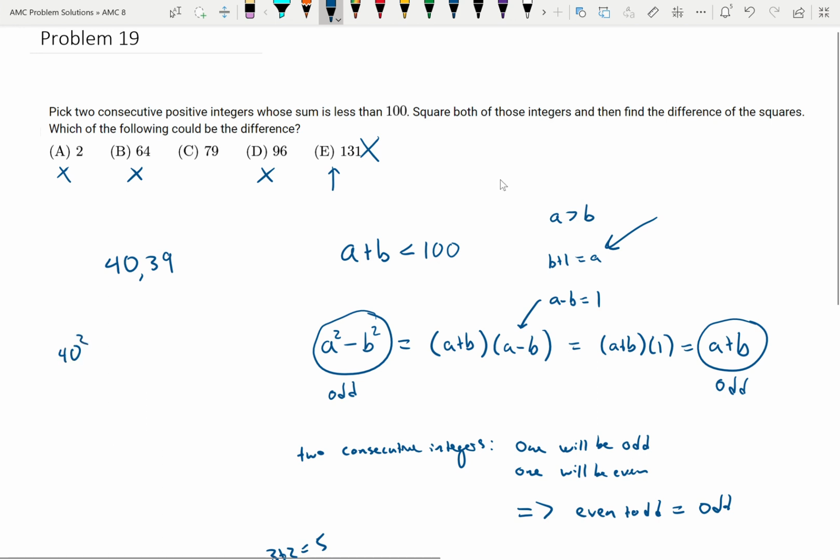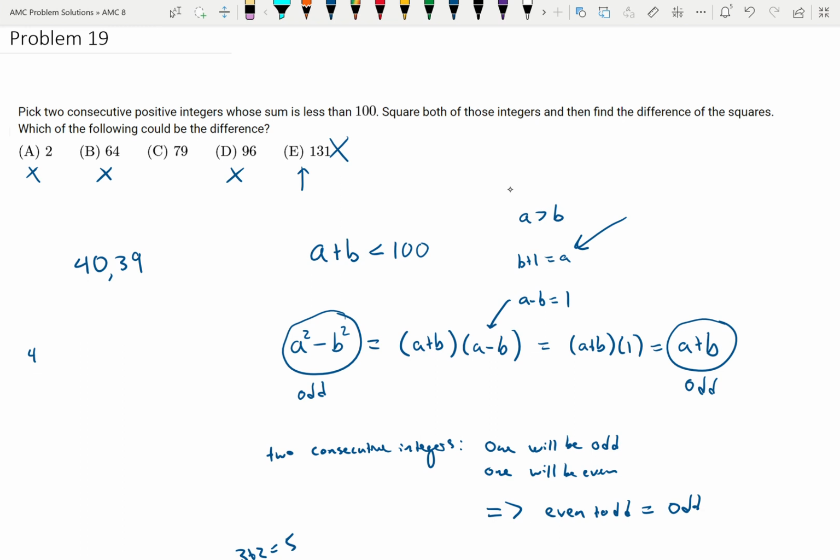So 40 squared minus 39 squared is equal to 40 plus 39 times 40 minus 39. That checks out, so that becomes 79 times 1, which equals 79. So 79 could be the difference. Answer is choice C.